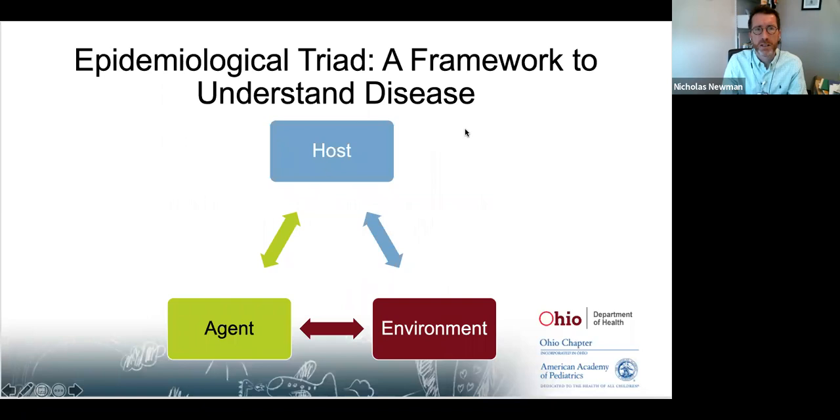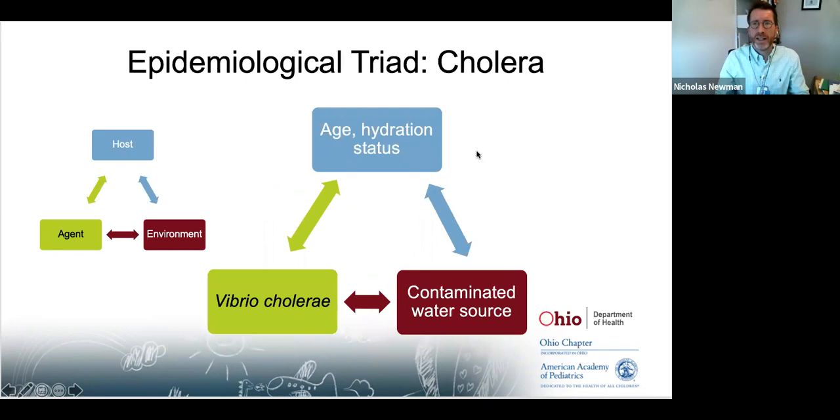The framework that I think about for disease, like most things, is the very traditional epidemiological triad. The idea is that there are host factors, agent factors and environment factors that influence the development of disease. For example, cholera is the classic. People who are old or young tend to be more affected. People who are a little more dehydrated to start get sicker. The agent is a bacteria, and the environment, some contaminated water, is how it gets in.